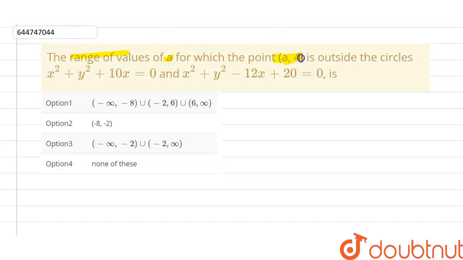Okay, so the given question here is: find the range of values of a for which the point (a, 4) is outside the circles x square plus y square plus 10x equals 0 and x square plus y square minus 12x plus 20 equals 0. So we have to find the range of possible values of a. First of all, this is my solution part here.